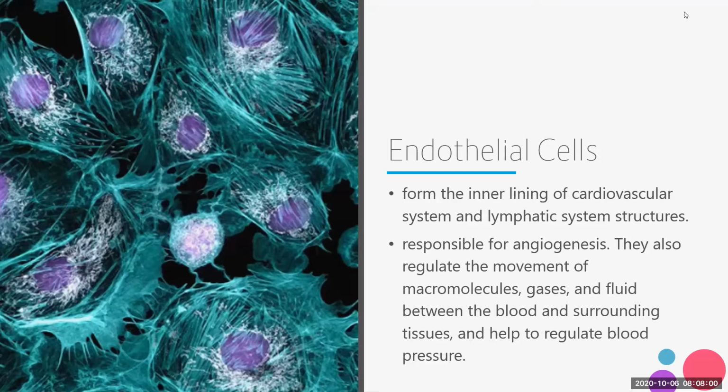And endothelial cells play an important part in angiogenesis. They also regulate movement of macromolecules, gases like oxygen and carbon dioxide, and fluids between the blood and the surrounding tissues. Since they are found in the inner lining of blood vessels or lymph vessels, that is why one of their functions is the regulation of the transfer of gases, for example, or fluids. So, yun yung other functions nila. And also, they help to regulate blood pressure.